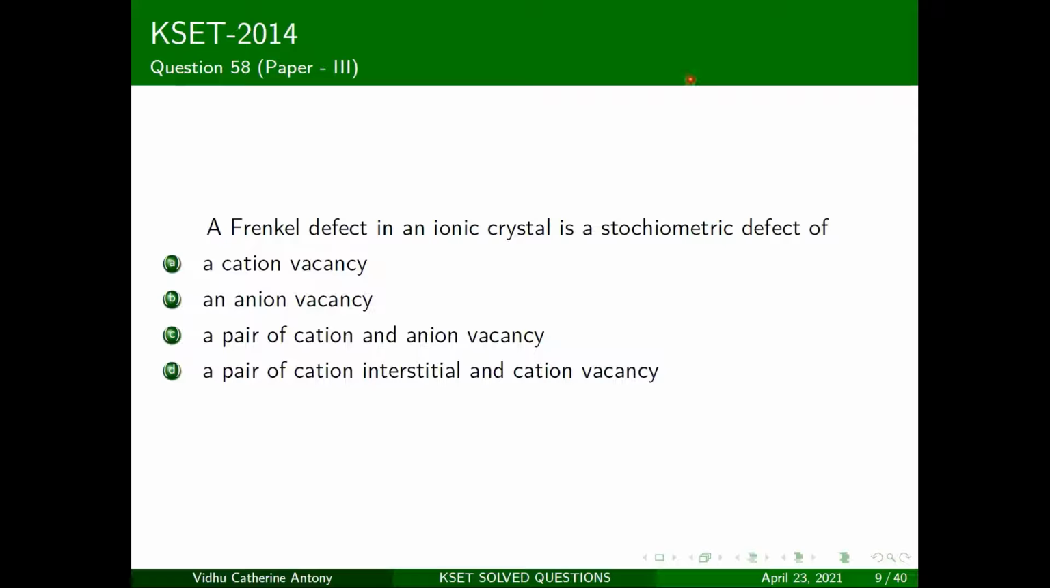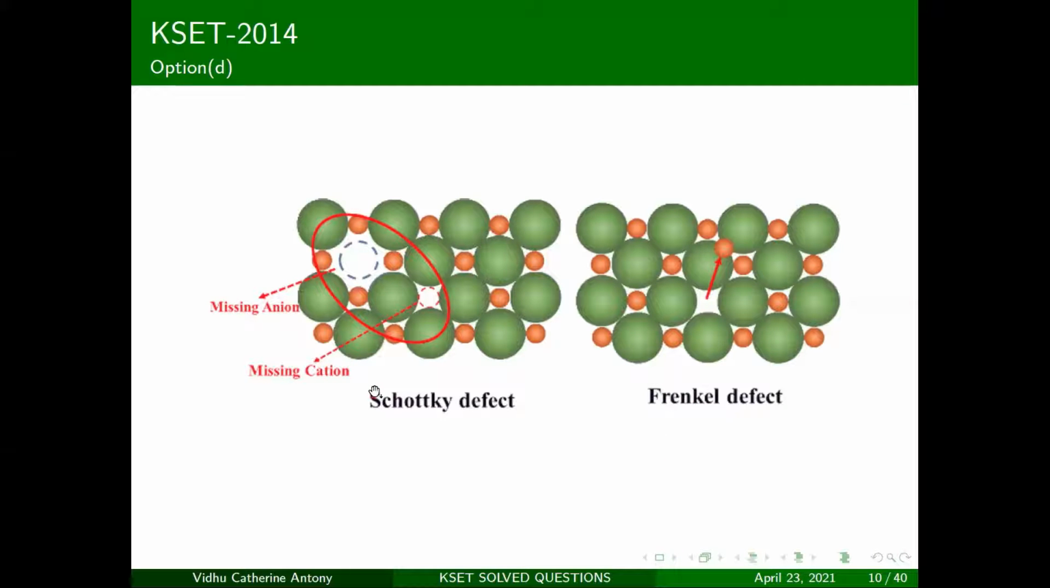So let's go over the options first. A cationic vacancy, an anionic vacancy, a pair of cationic and anionic vacancy, a pair of cationic interstitial and cationic vacancy. So let's look at this. Okay, so the Schottky defect. Basically what you have here is a cation and an anion. The red things are your cations and the green things are your anions. The Schottky defect is basically seen when your cation is smaller than the anion. And Frankel defect, you could say that it's seen when both of them are comparable in size. Here in your Schottky defect, there is a missing anion, there is also a missing cation. But in the case of a Frankel defect, your cation has been displaced to an interstitial site.